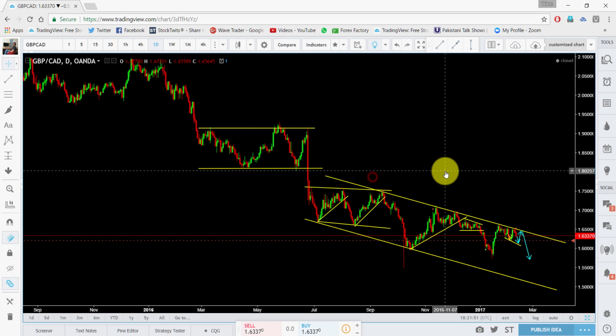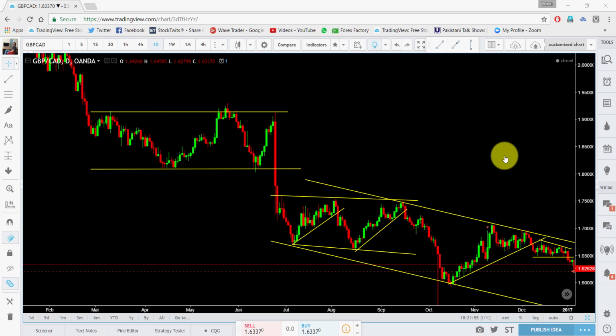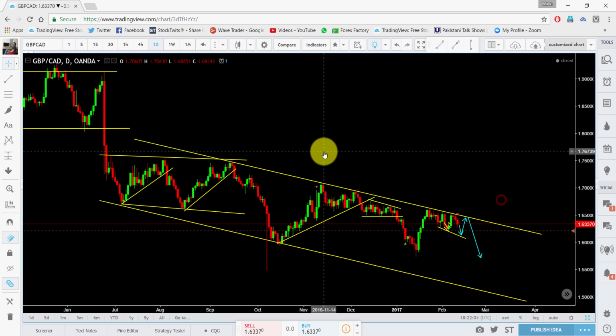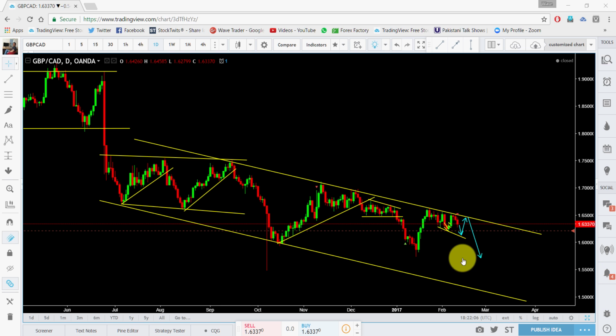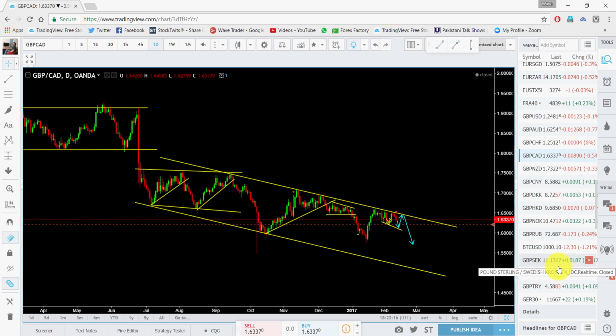This pair was playing amazingly. We sold here at this place when price was here, somewhere here, somewhere here, and somewhere here, and bought somewhere here, and somewhere here. Now we are looking for sell here again. So we are more interested in continuation to the downside with the trend.